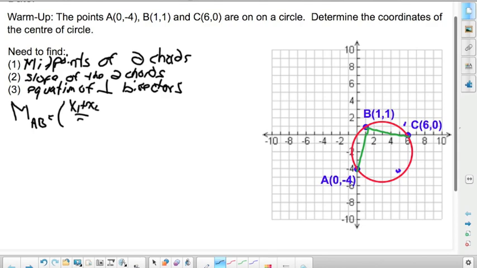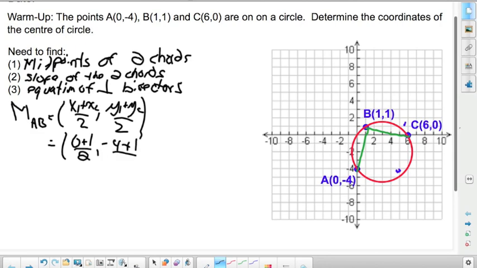So I get x1 plus x2 over 2, y1 plus y2 over 2. Here I get 0 plus 1 over 2 and negative 4 plus 1 over 2. So that gives me 1/2 and negative 3 over 2, or negative 1/2. To plot that, it's roughly around there. That looks about right. A nice thing about the visual is we know that we're getting somewhere close.